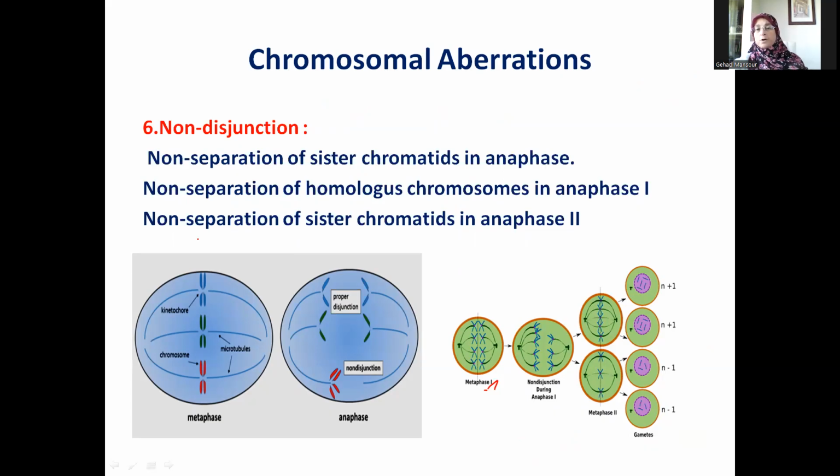The sixth type of chromosomal aberration is non-disjunction. I'll first pause for a minute and then resume.